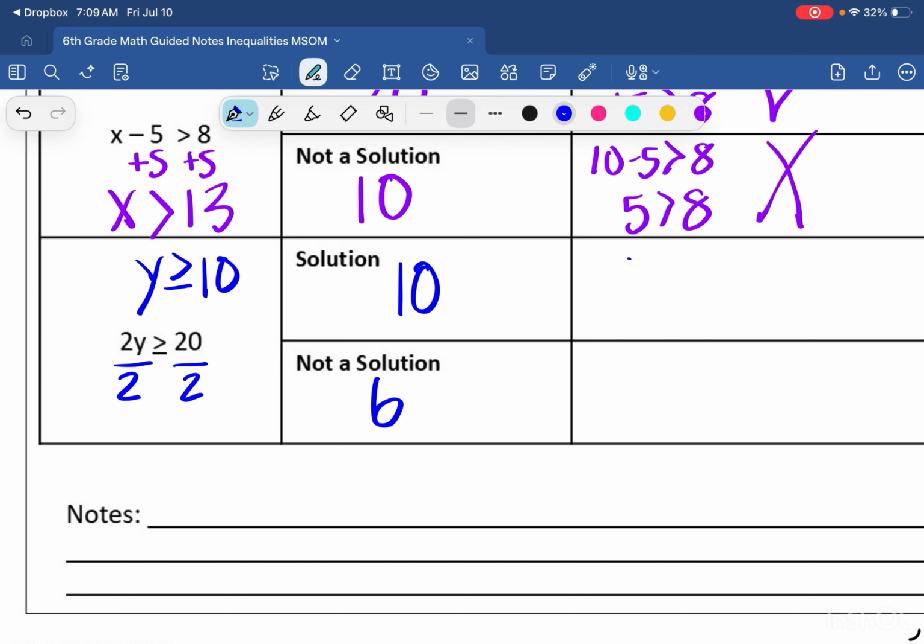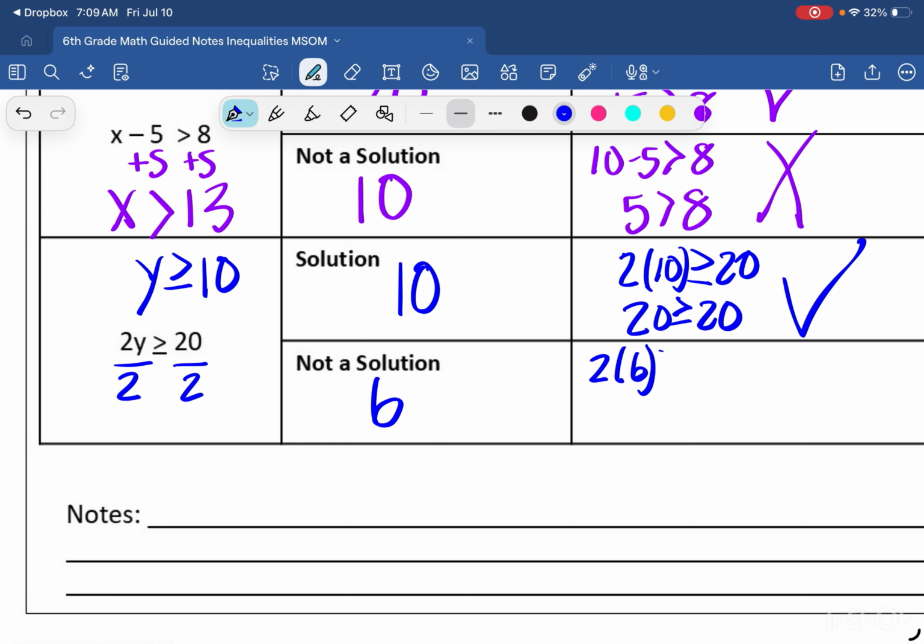Let's prove my work. If I substitute in 10, I get 2 times 10 is greater than or equal to 20. So 20 is greater than or equal to 20, and that is true, so that is a solution. 2 times 6 is greater than or equal to 20, which means 12 is greater than or equal to 20, and that is false, so that is not a solution.